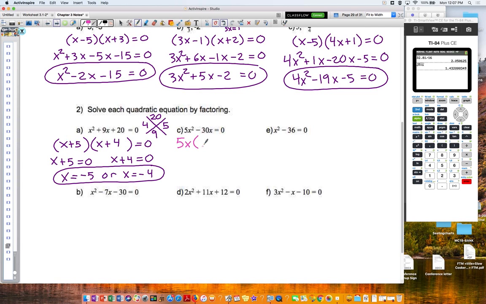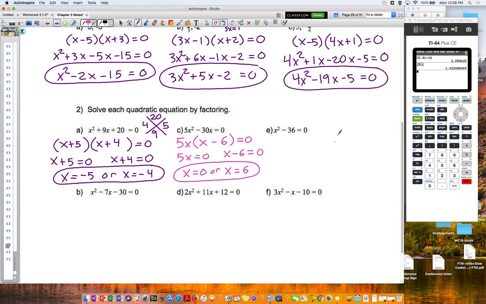So when I pull out both the 5 and the x, I'm actually just left with x minus 6. So once I have it as 2 things multiplied together, set them each equal to 0, and solve. So I divide by 5 and I just get x equals 0. Here I get x equals 6. So many times when you're solving these, not all the time, but many times, you're going to get 2 solutions.